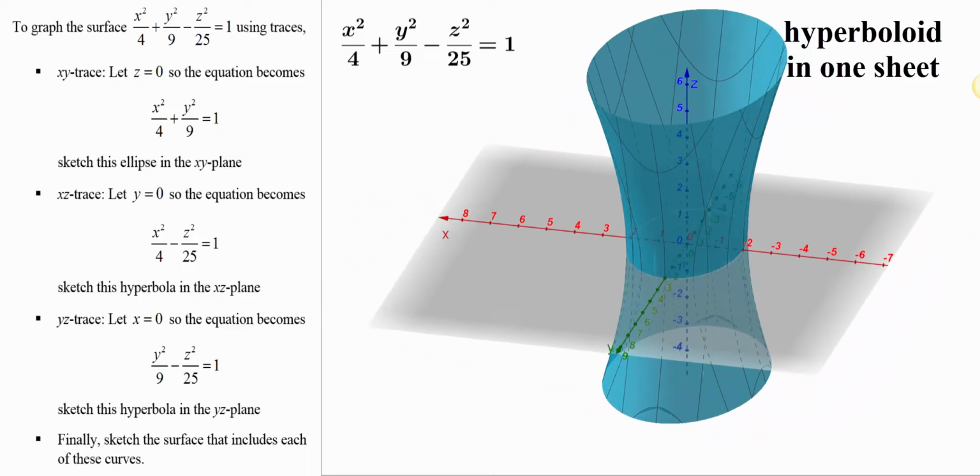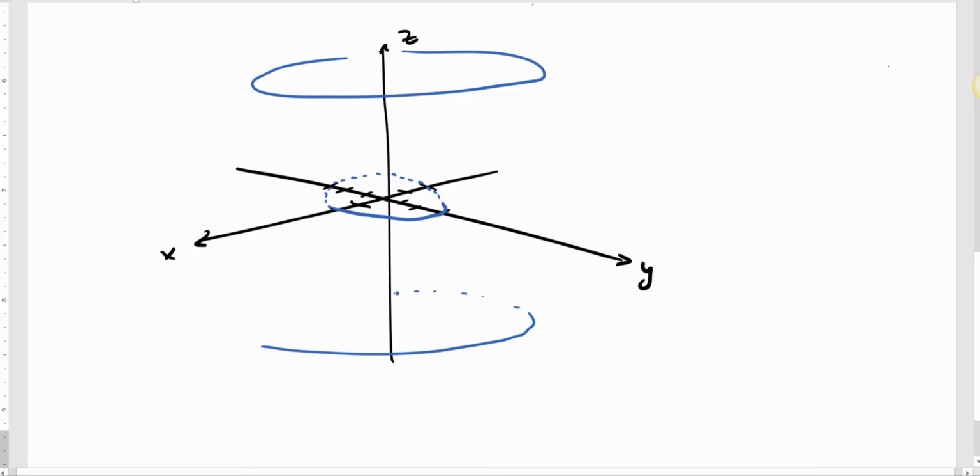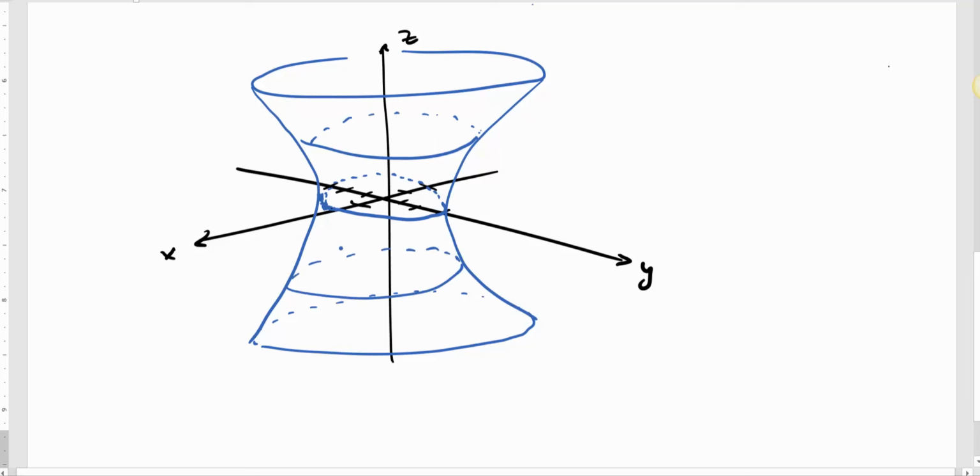Just as before, try sketching this one on your own. This one tends to be easier if you first sketch the elliptical traces parallel to the xy plane. Again, if it doesn't look right at first, keep at it. Try again. These get better with practice.